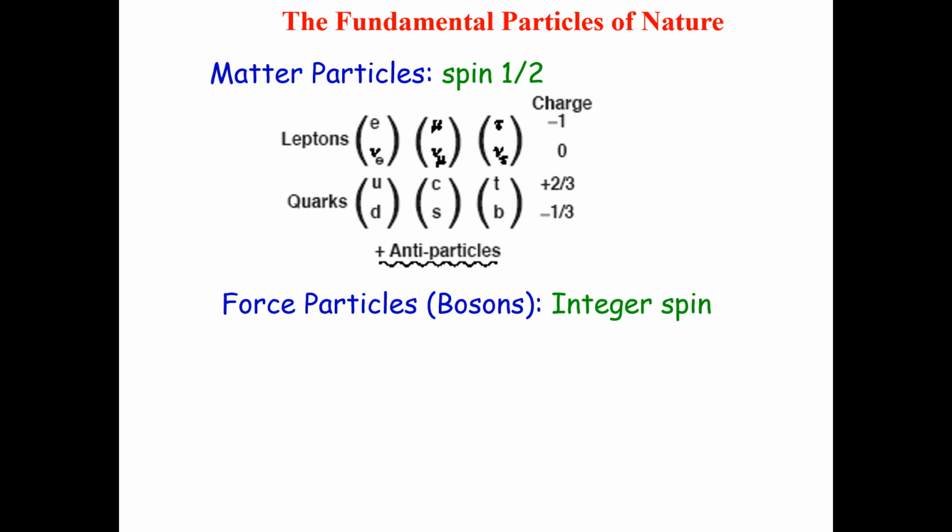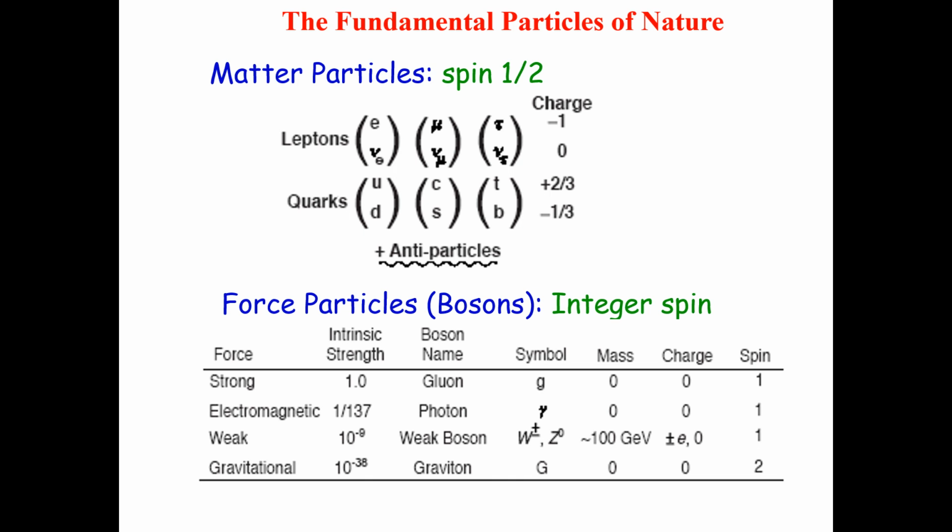So the force particles, which we also call the bosons. What are they? We already mentioned in some of the previous slides that the force particles are gluons, photons, weak bosons, and gravitons. These are the particles we call the force particles, and they all have integral spin, just like you can see here. The spin of the gluon is 1, the photon spin is 1, the weak boson is 1, but the graviton, which has yet to be discovered, has an integral spin equal to 2.